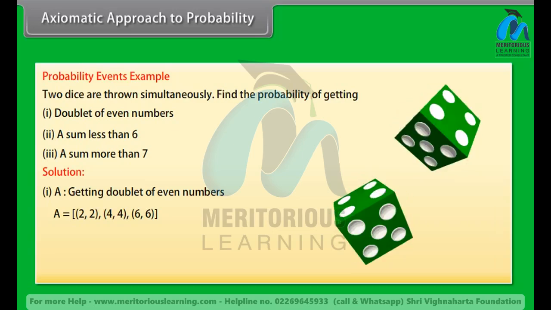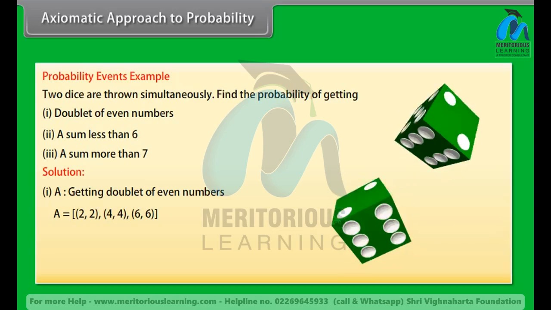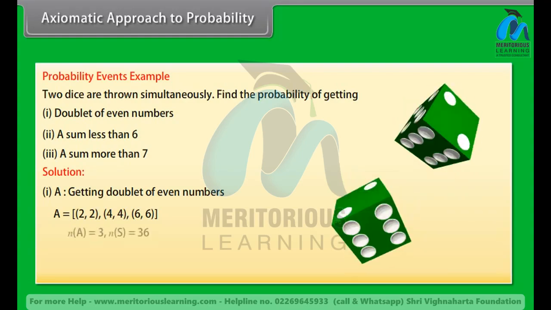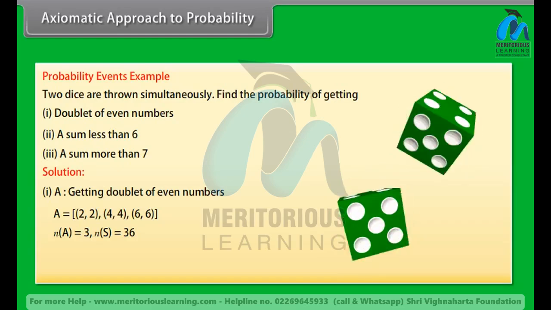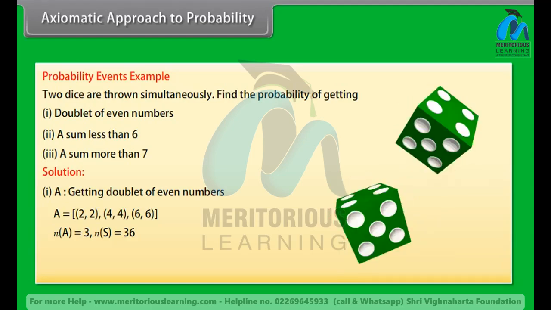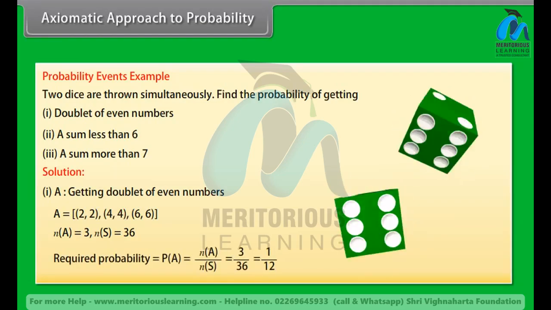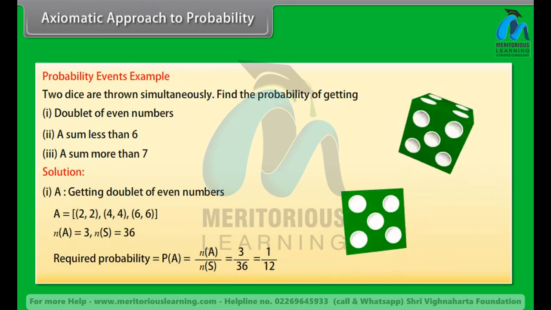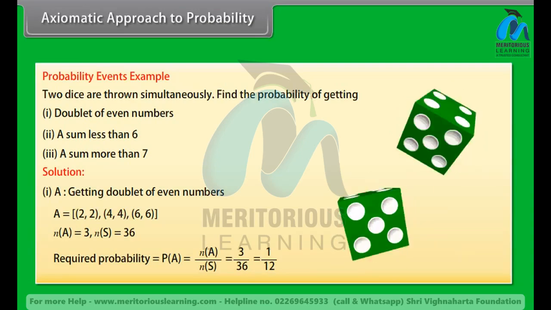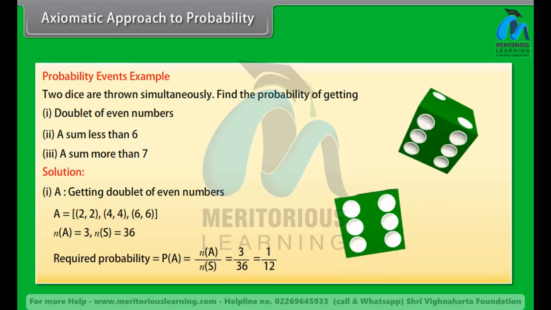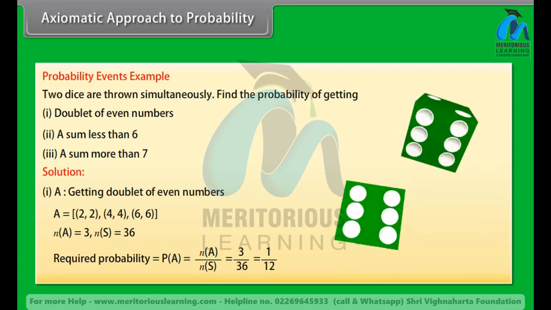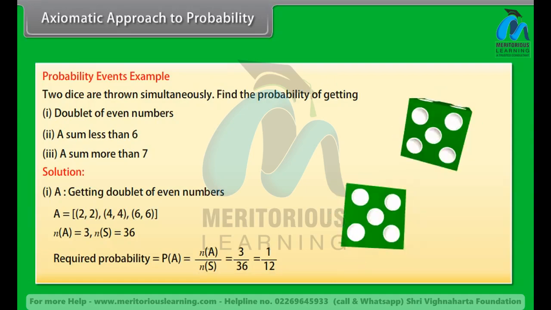A is equal to {(2,2), (4,4), (6,6)}. N(A) is equal to 3. N(S) is equal to 36. Required probability is P(A) is equal to N(A) divided by N(S) is equal to 3 by 36 is equal to 1 by 12.